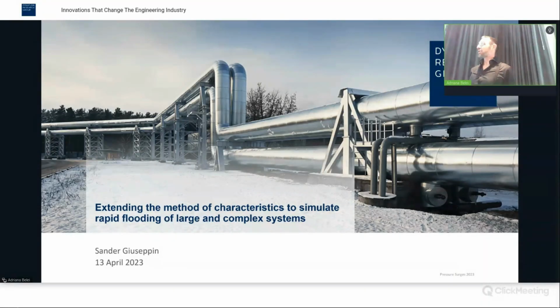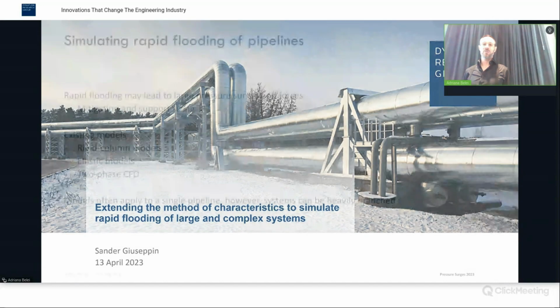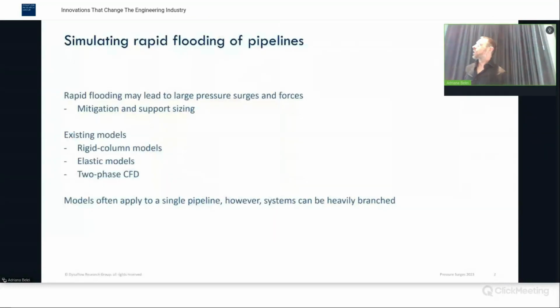Well, it has to do with how you can efficiently simulate the filling of an empty pipeline system. What we're interested in is, for instance, a fire water system which is dry, and then in case of an emergency, a pump ramps up. When the pressure is high enough, you open a valve and the system starts flooding.